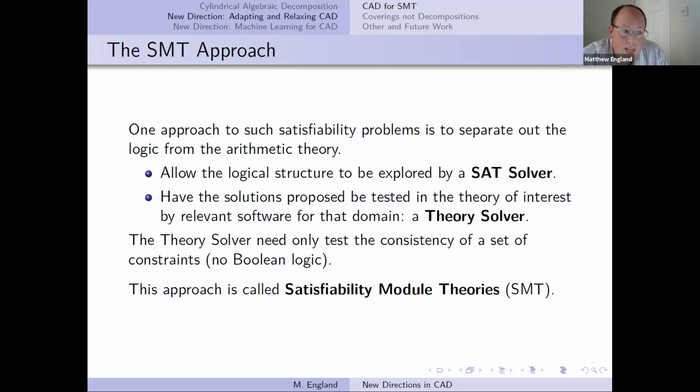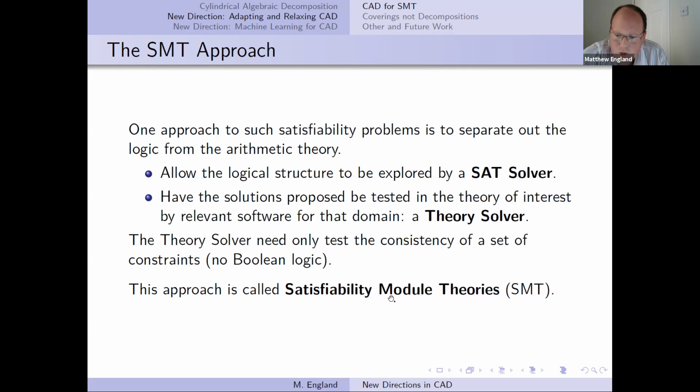But those solutions may or may not be valid for the mathematical domain that you're working in. So then you need some kind of specialist software for your domain to check if they're valid or not. And that's called a theory solver. The theory solver is no longer dealing with logic. It's simply testing if a set of assignments, in our case, sign constraints on polynomials, can be satisfied at once. There's no logical structure for it to deal with. So this approach is called satisfiability modulo theories.